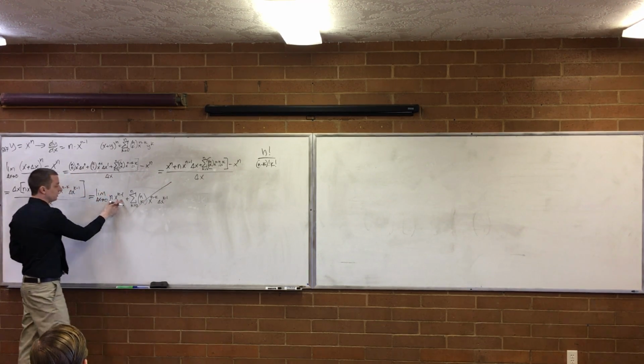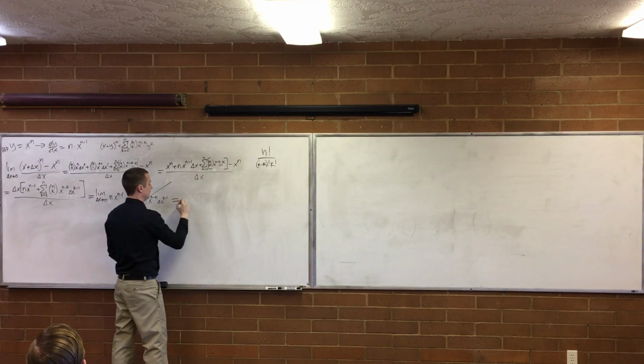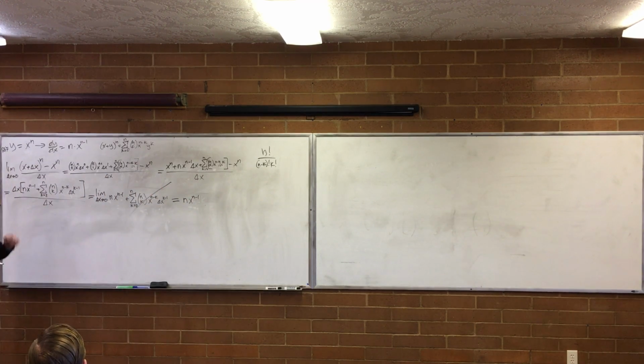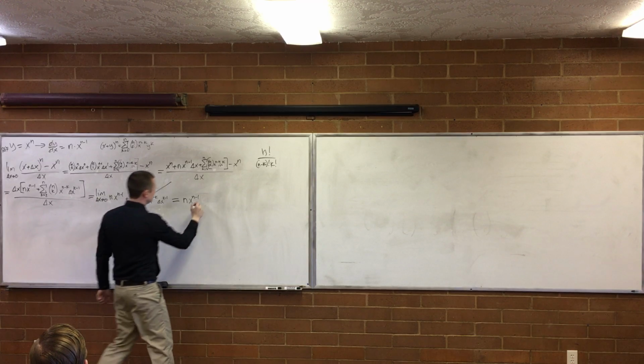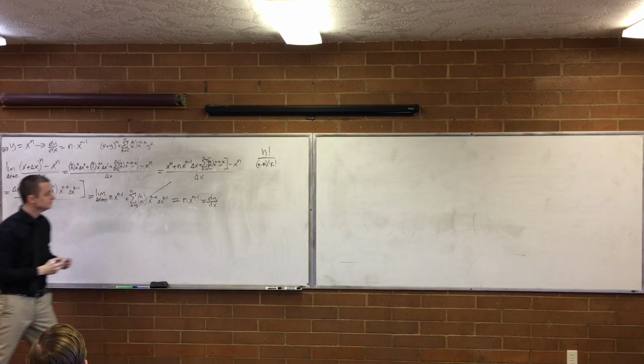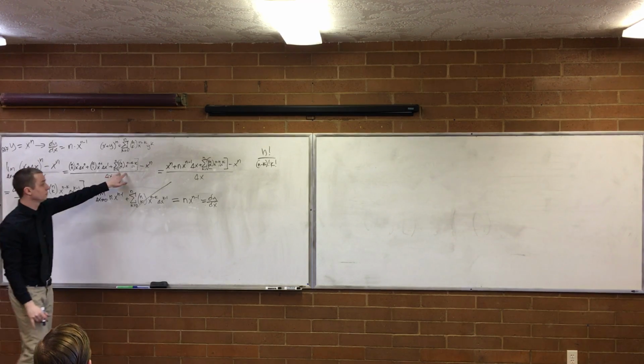And what does this go to when we take the limit as delta x goes to 0? Itself. Right? Just as we predicted. So it came out as expected. Everything came out nicely.